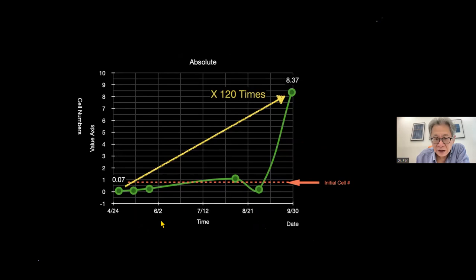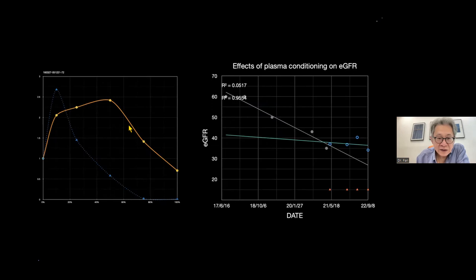On the x-axis is time, and the green circles are the times he got the treatment. With six treatments, actually five treatments, the viability of the stem cells rises from 7% to 837%. That is an increase of 120 times. And what's even more interesting is, despite the changes in the plasma diagnostics, the patient's EGFR, shown in the gray dots, was the original reason he came to us, because of the deterioration of the EGFR. And the triangles show the EGFR after he got the plasma conditioning. You can see the EGFR immediately stabilized after a couple of plasma conditioning sessions.